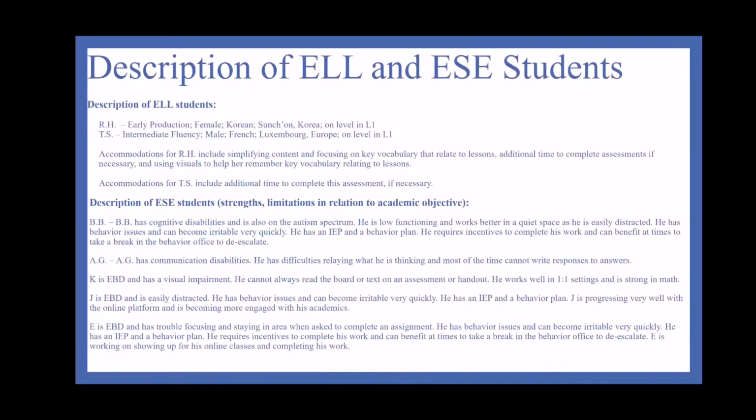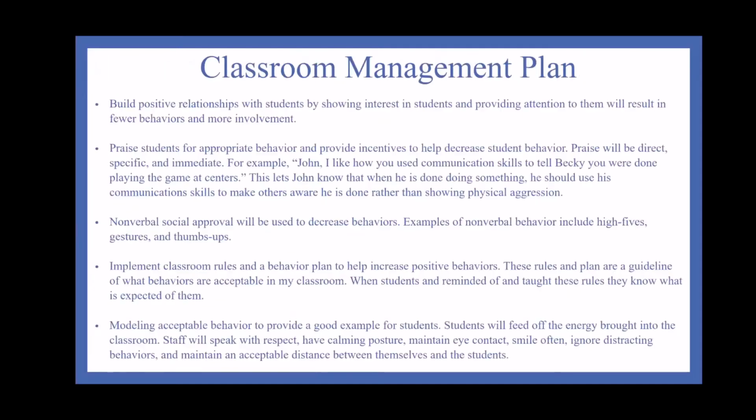The description of my ELL and ESE students. I have 2 ELL students in the early production and intermediate fluency stages who are both currently on level in L1. Both students receive accommodations. I also have 5 ESE students. One has cognitive disabilities and is on the autism spectrum. One has a communication disability. 3 have EBD, and one of my EBD students also has a visual impairment. Currently, 3 of my students have IEPs and behavior plans. They all receive accommodations relating to their disabilities and needs.